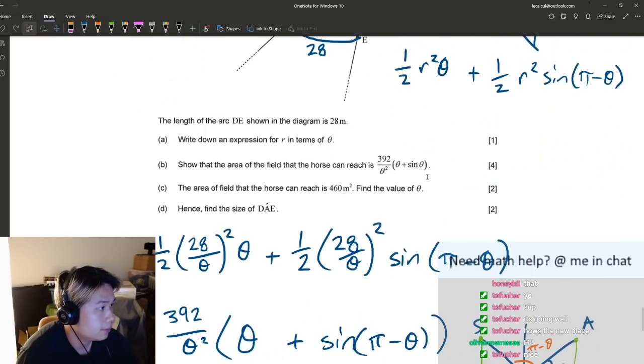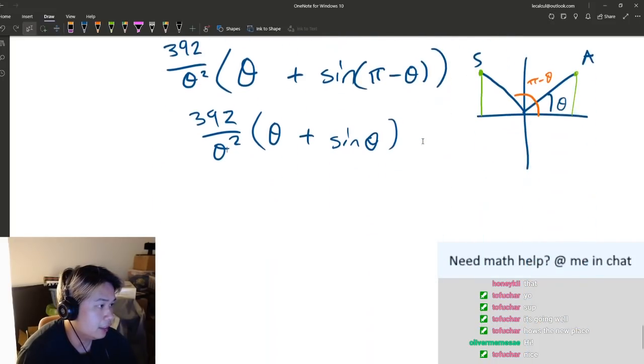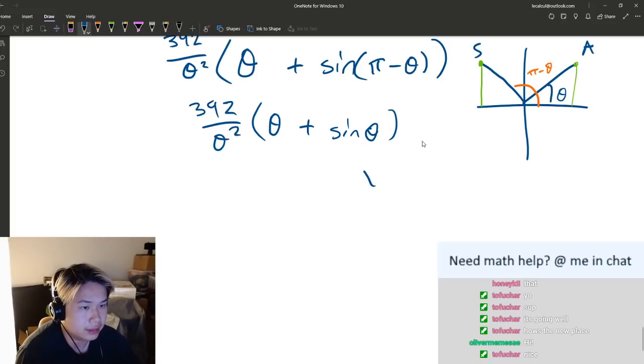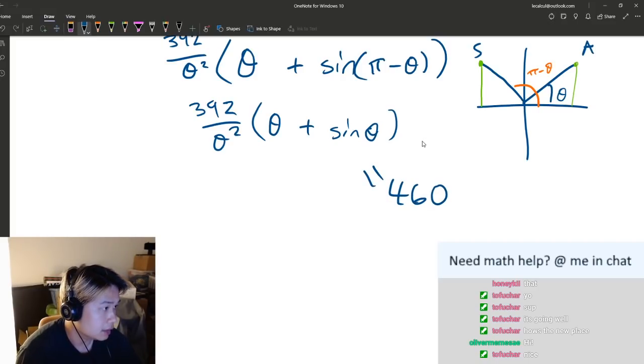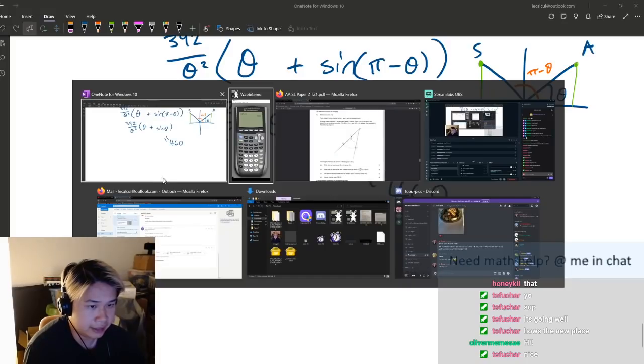Okay. Now, the area of the field that the horse can reach is 460. Now we can find the value of theta. So all of this thing is equal to 460. So you put it all in the graphing calculator, you solve it for when it's 460, and then you're done.